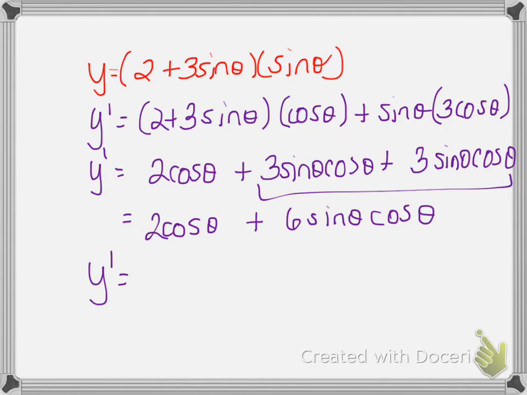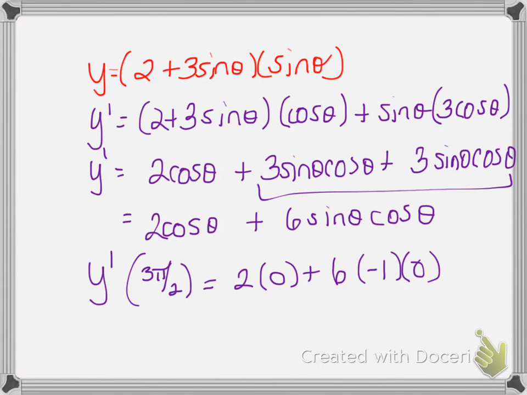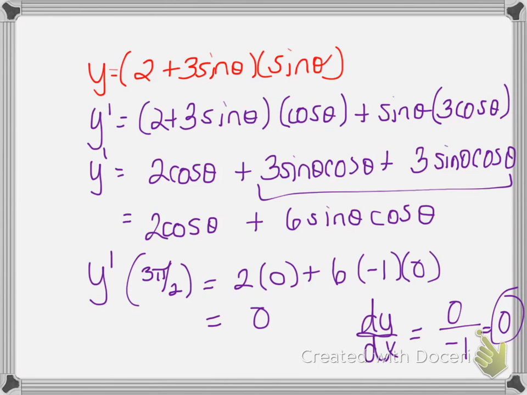But then I want to plug in the 3 pi over 2. Cosine of 3 pi over 2 is 0. Sine is negative 1. Cosine is 0. So we get 0 for the y coordinate. So if I want to figure out dy dx, or the slope of that polar curve at 3 pi over 2, then I take the x one and put it on the bottom, the y one on top. So in this case, the slope would be 0 of this polar curve.